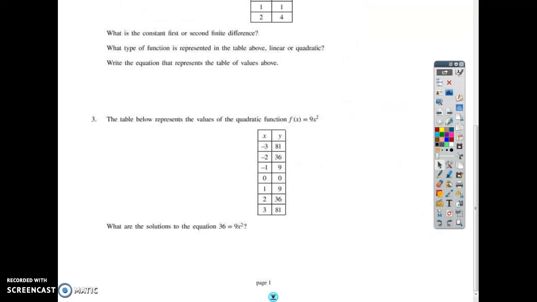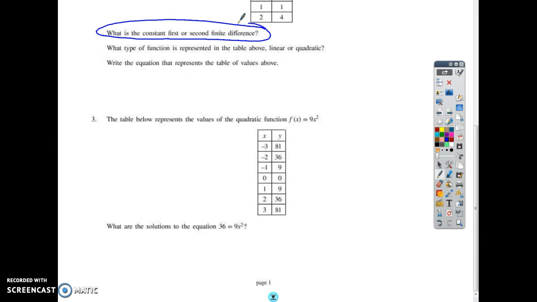Okay, so real quick, we're going to go back to problem number 3, and we're going to answer the first question on problem number 2 and the first question on problem number 1. It's asking for the first and the second finite difference. And we did this last time on the first CBA. So I'm going to show you real quick again, just so you know how we do it.